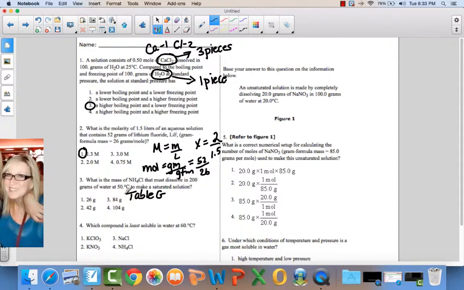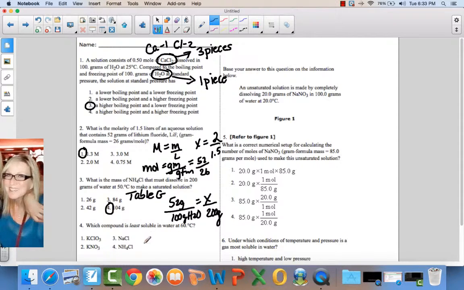So at 50 degrees, if I go to Table G and I follow it up to where it intersects ammonium chloride, I'll see that that is about 52 grams. So I have 52 grams in 100 grams of water. So how much will I have when I have 200 grams of water? So you can see that this is going to be double. That's going to be about 104.